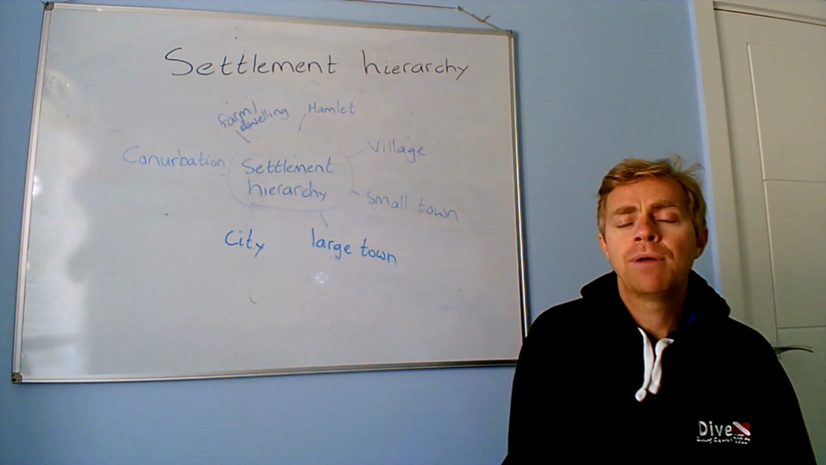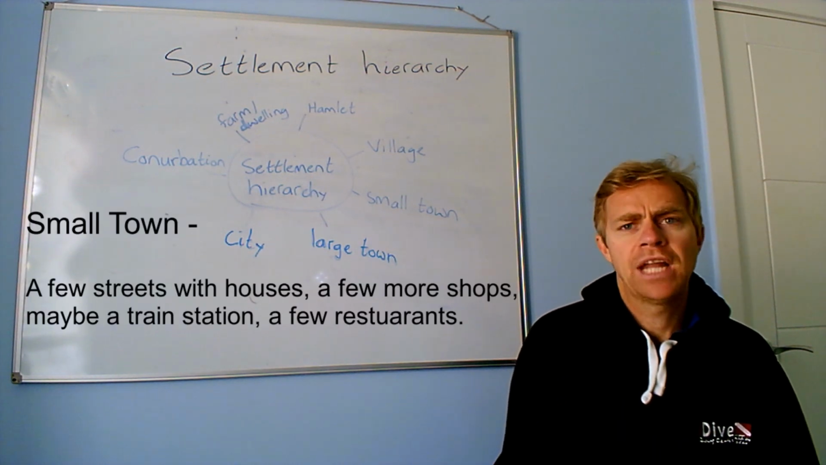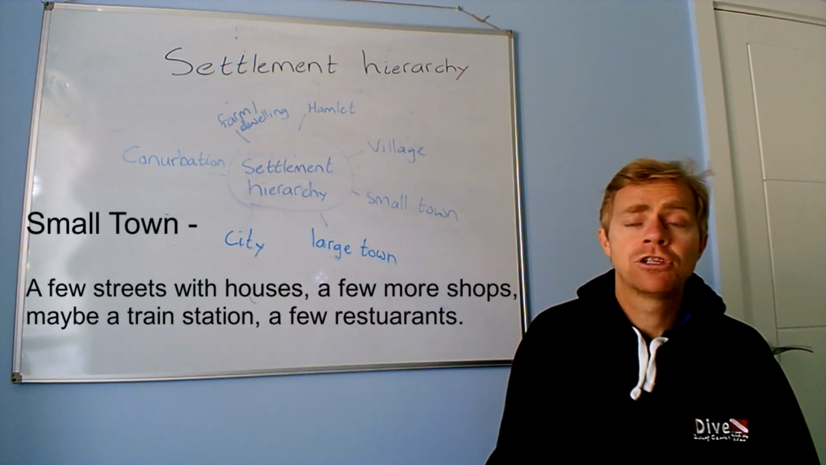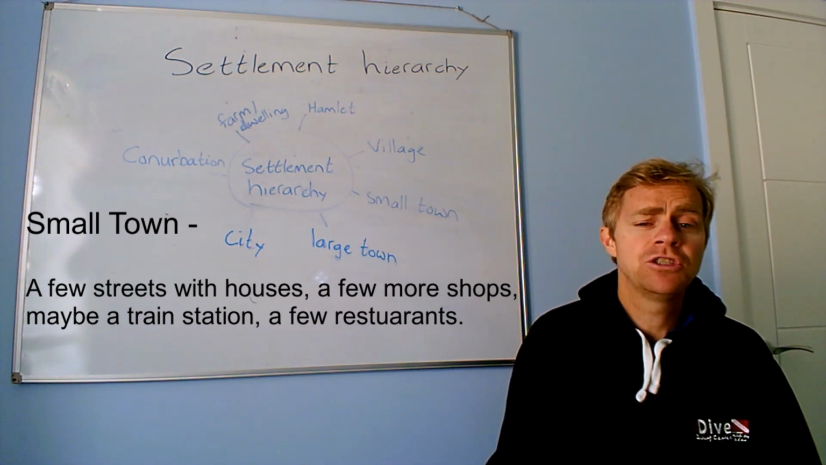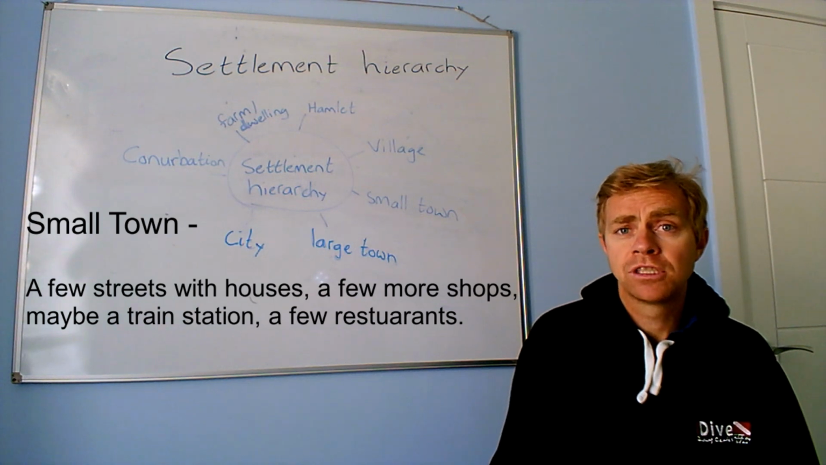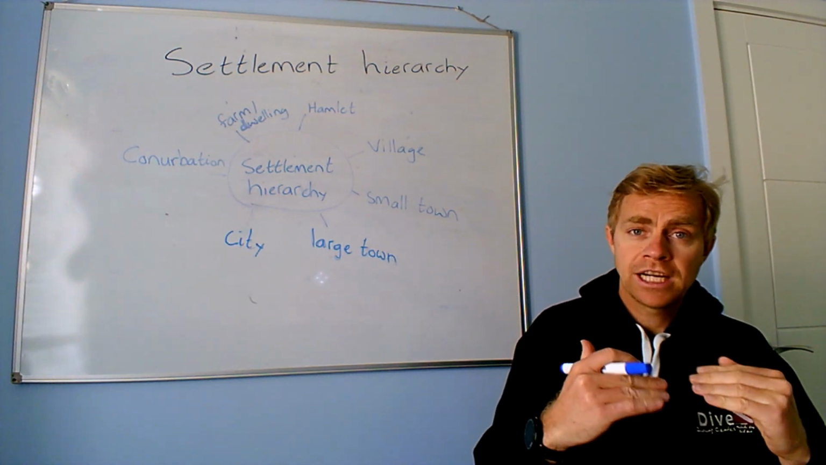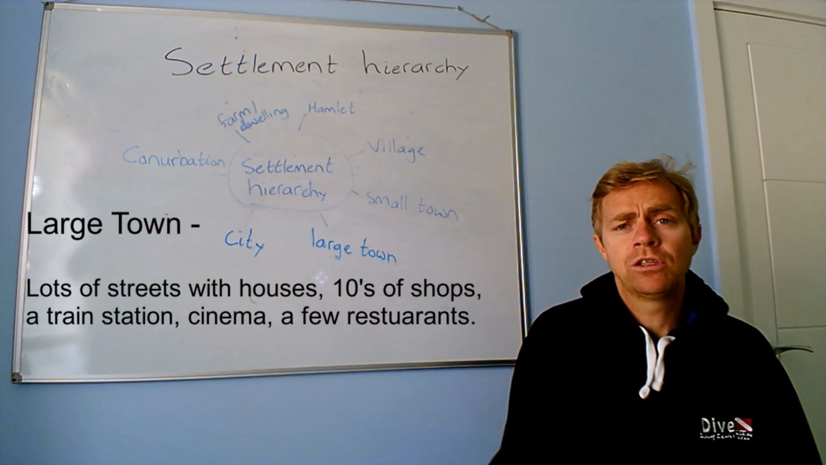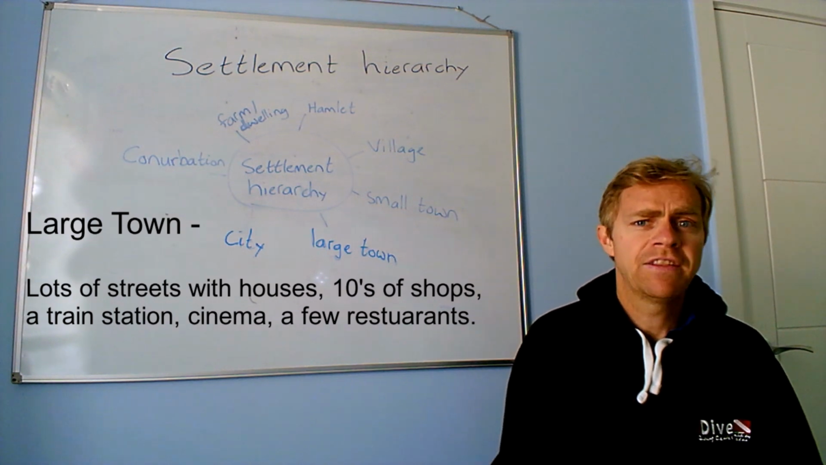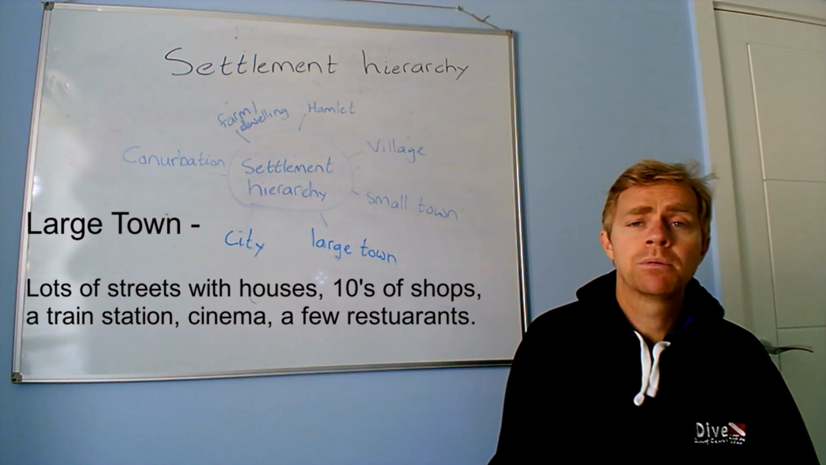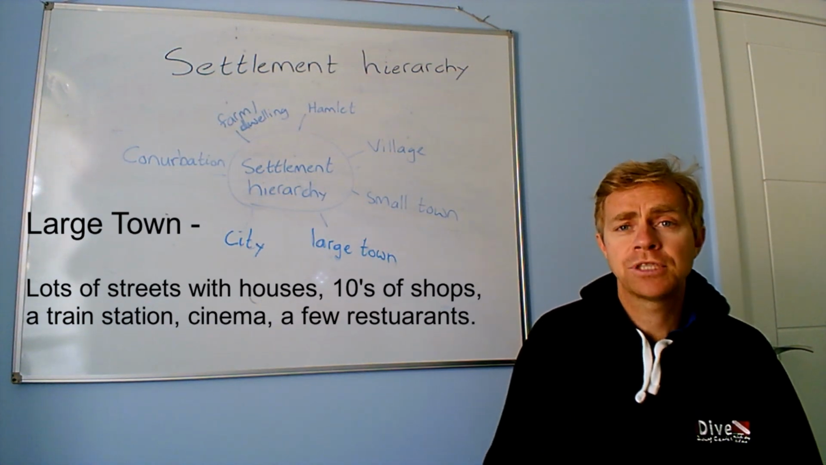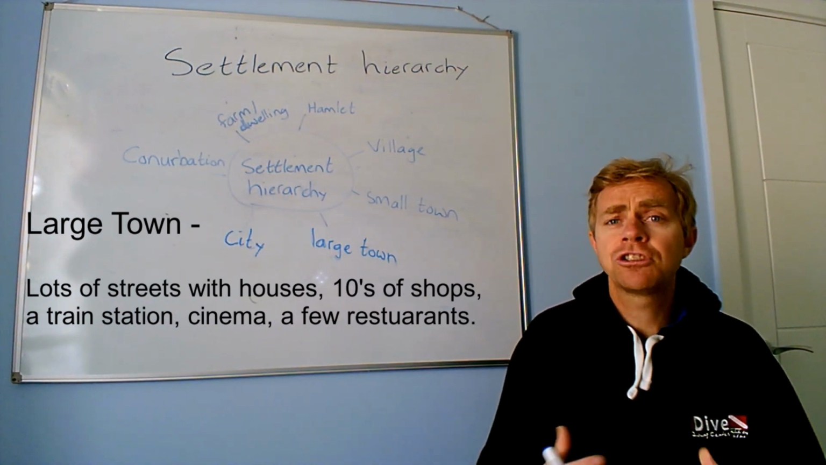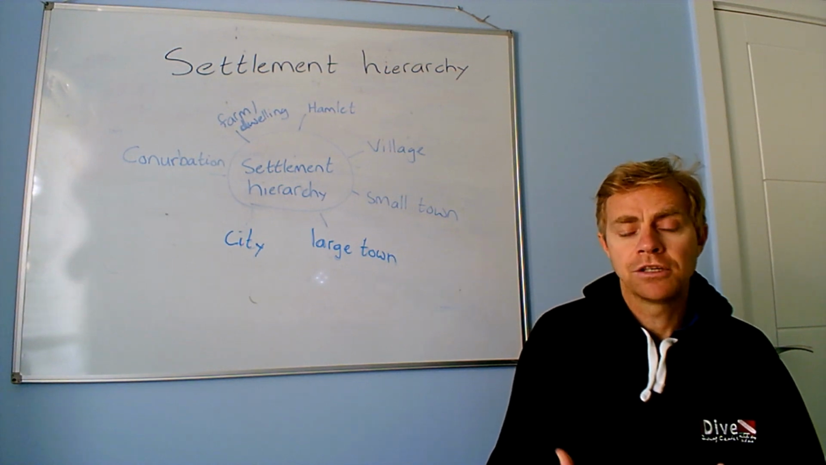Going up from a village, you have a small town. A small town will have a few more shops, will probably have a train station, definitely a few more bus routes, will probably have your hairdressers, your barbers, a couple of restaurants. The next stage up from a small town is a large town. This is where you're talking about there's a few more hundred houses, there's a lot more shops to choose from, there's probably a cinema, you probably have a couple of different supermarkets you can go to, a couple of petrol stations, there might even be an industrial area where you can go to buy cars.